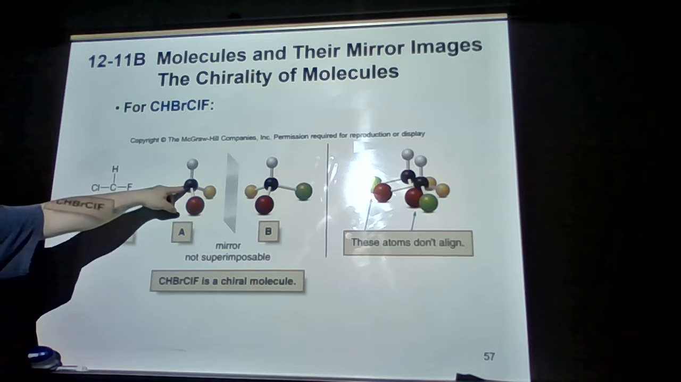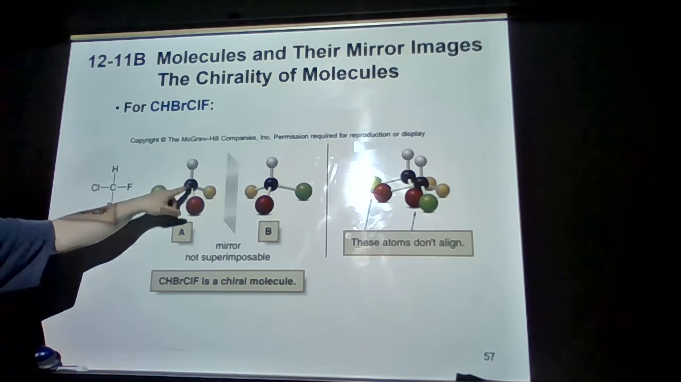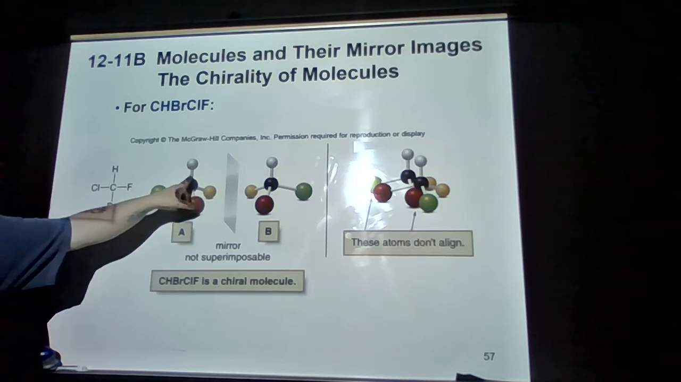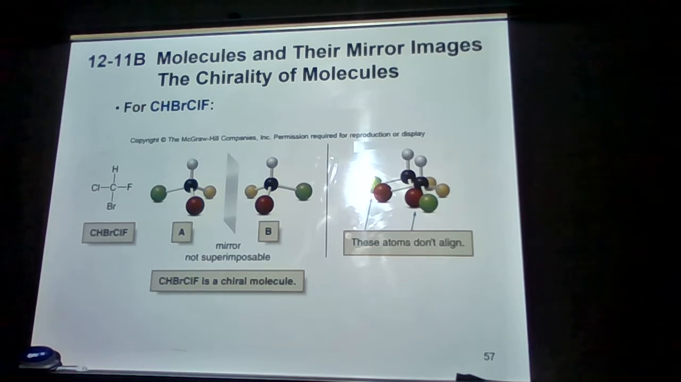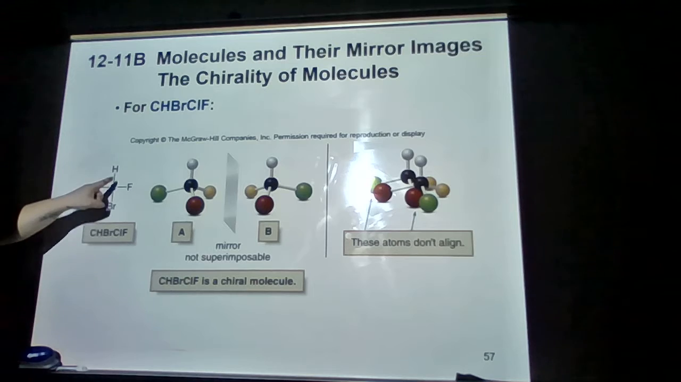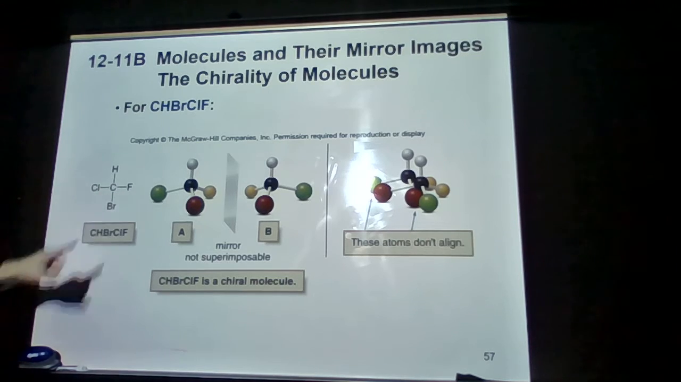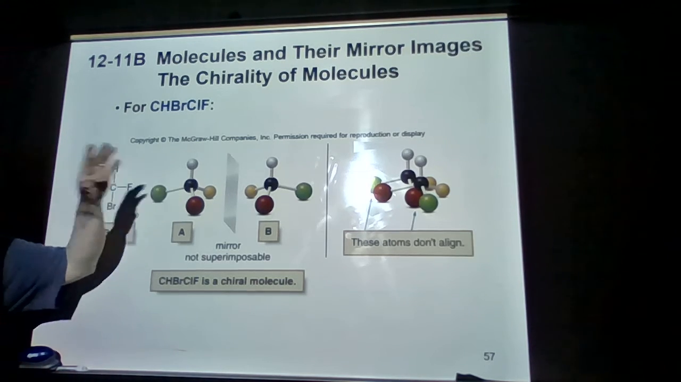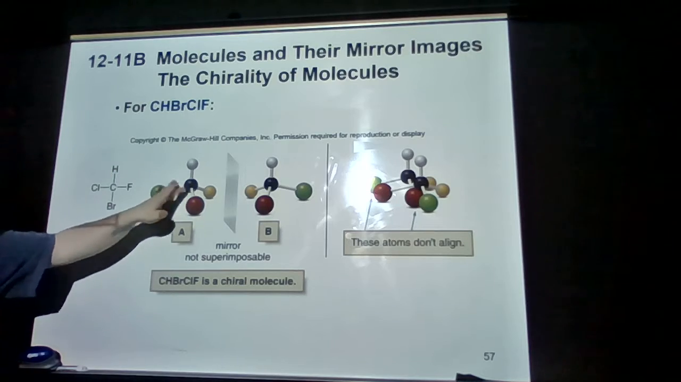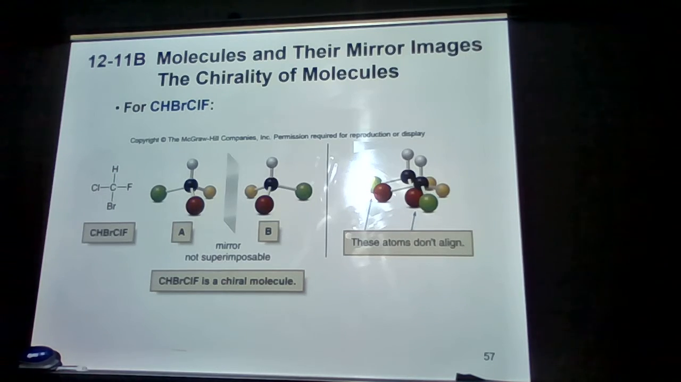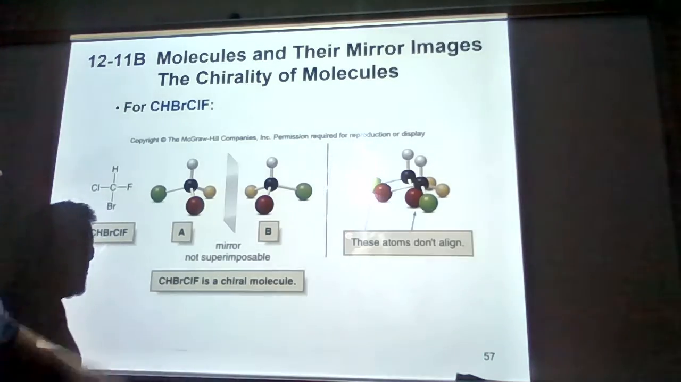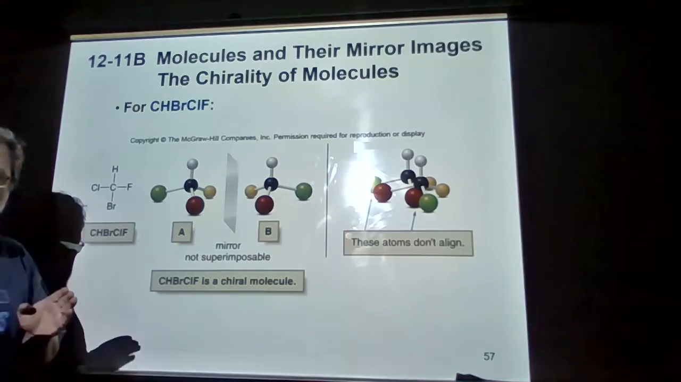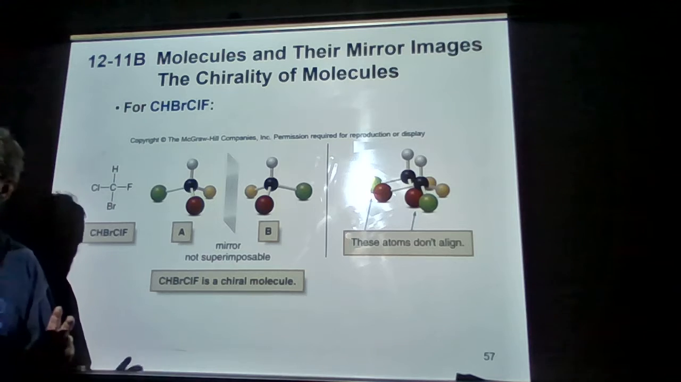Notice, for chirality to exist, we must have 4 different things bonded to that carbon. In this particular case, we have a hydrogen, a chlorine, a bromine, and a fluorine. Those are all 4 different things. If a carbon is bonded to 4 different things, then it is not superimposable on its mirror image. That molecule is chiral.